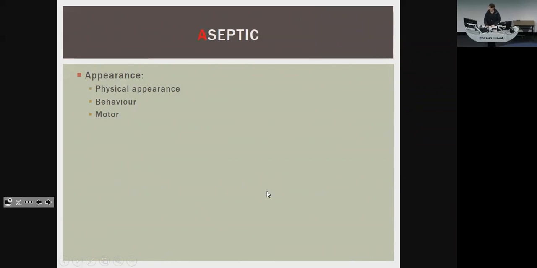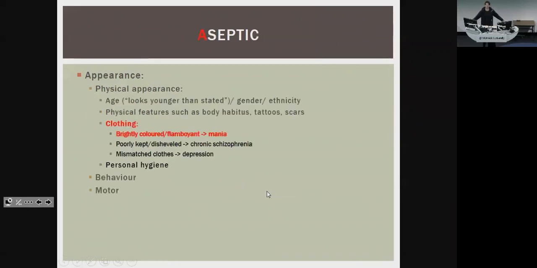So if you were describing my physical appearance, you'll say that Matt's a 24-year-old man who looks younger than his stated age. He's wearing full black, okay? You could easily pick me off the streets there. He has long hair, he's Anglo-Saxon, or he's white skin. Cool. Physical features such as body habitus, tattoos, and scars, if they're relevant, okay, particularly obesity is a big one because, again, patients on those long-term antipsychotics, they develop the metabolic syndrome, so that's important.